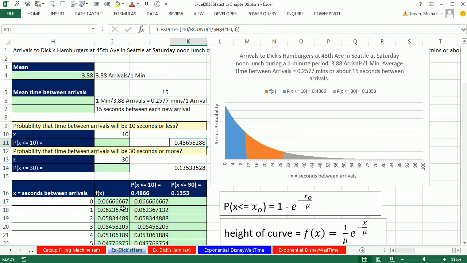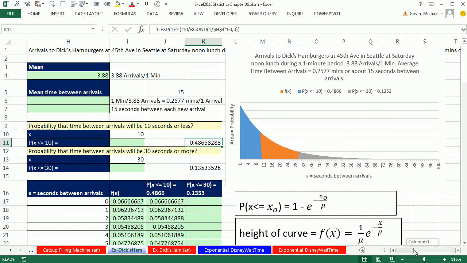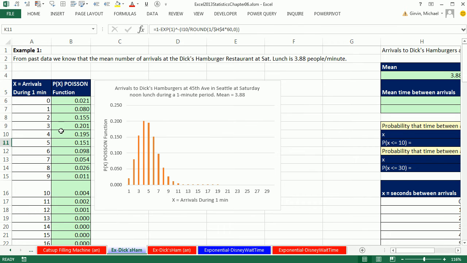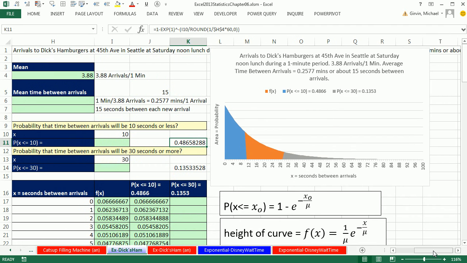I'm on the sheet exponential Dick's Hamburger example. If I scroll over here, here's our example from last time: number of arrivals during 1 minute. There's our Poisson function to calculate the chart. Here's our chart, and we got busy calculating probabilities of number of people arriving in any 1 minute period. But now, in this example, we want to talk about arrivals to Dick's Hamburger at 45th Avenue in Seattle on Saturday noon lunch hour during a 1 minute period: 3.88 people arriving per 1 minute. That's what we did for Poisson.